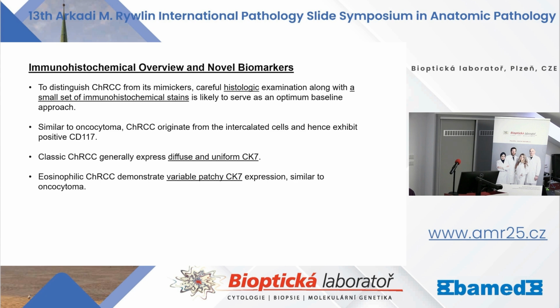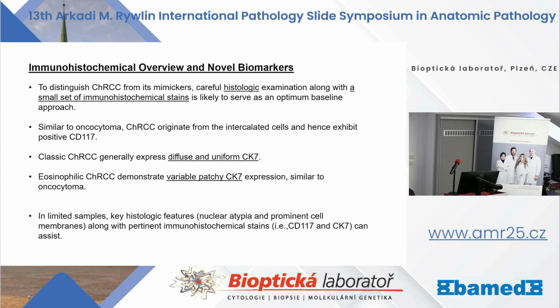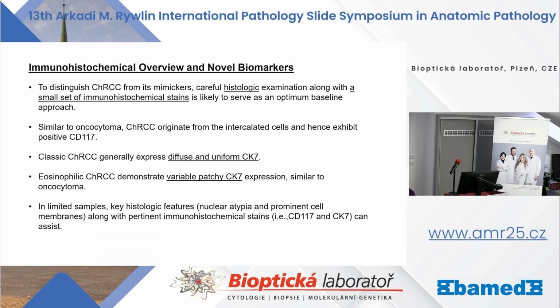You should know that CK7 has a relatively wide range of reactivity. The classic chromophobe renal cell carcinoma is usually diffusely CK7 positive. However, if you have, for example, the eosinophilic variant of chromophobe renal cell carcinoma, this tumor may be even completely negative for CK7, which can lead you to a wrong diagnosis towards renal oncocytoma. In limited samples, sometimes the diagnosis may be challenging. The key histologic features, along with pertinent immunohistochemical stains, can assist in the diagnosis.